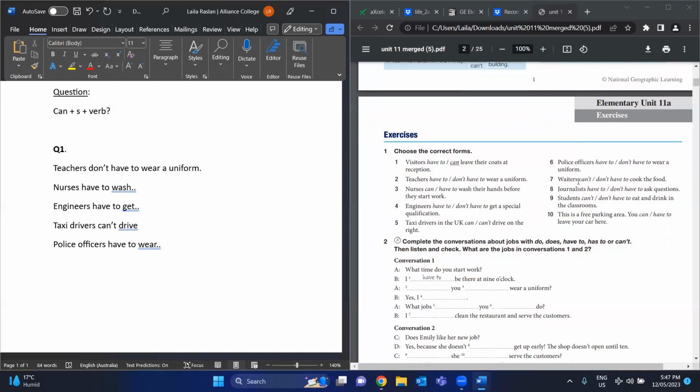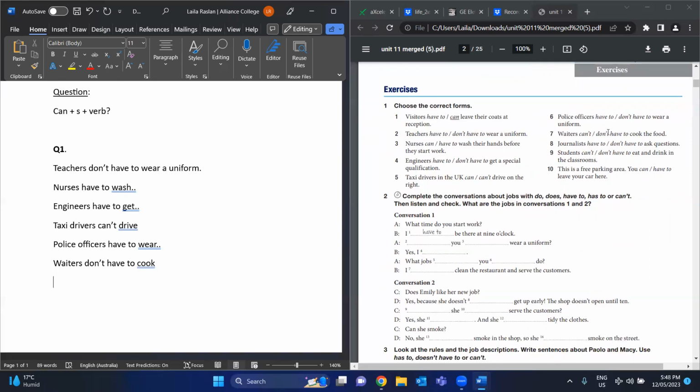Maybe they don't have to. Yeah, it's not important for them to cook the food because the chef is going to cook the food. So if you're going for a job as a waiter and the boss tells you, well, as a waiter, you don't have to cook the food. Don't have to is very important. Yeah, but it's not important for them. It's a negative, so it's not important. They don't have to do it.